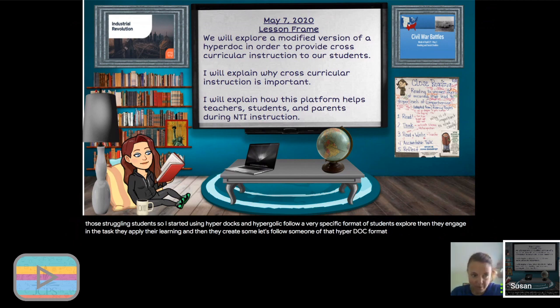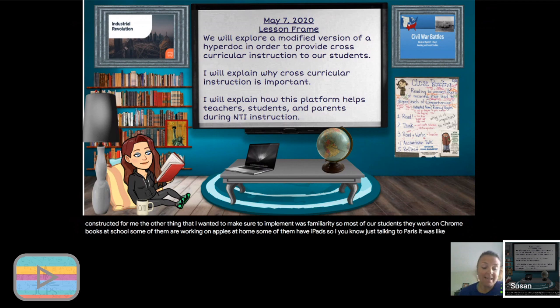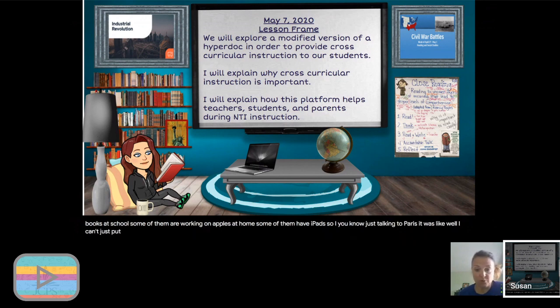And that's where that kind of constructed for me. The other thing that I wanted to make sure to implement was familiarity. So most of our students work on Chromebooks at school. Some of them are working on Apples at home. Some of them have iPads. So just talking to parents, it was like, I can't just put Control-C, Control-V, because that's different to cut and paste on an Apple computer, and just little things like that.